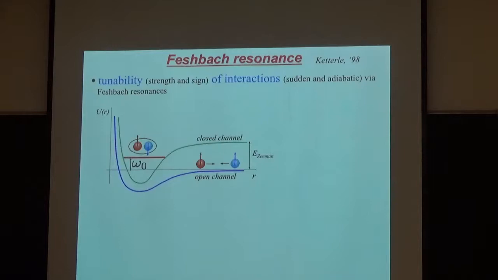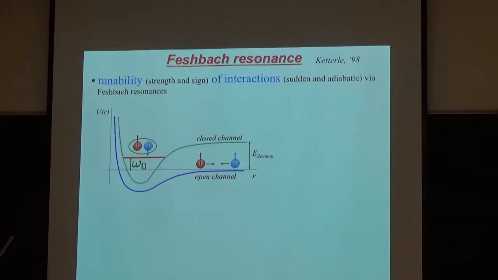But when they come close together, if you tune things properly, you can bring some of these closed channels nearby, near the zero energy continuum of the open channel. And so when these two atoms are scattering, they can scatter through a bound state, a quasi-bound state of some other quasi-potential in other quantum states of those two atoms.